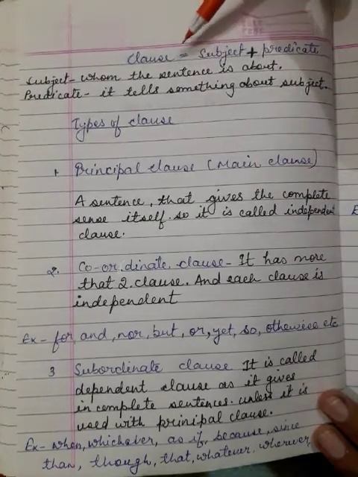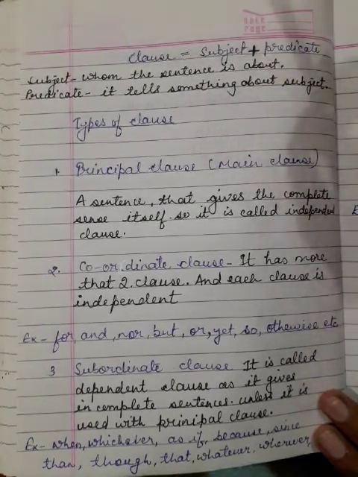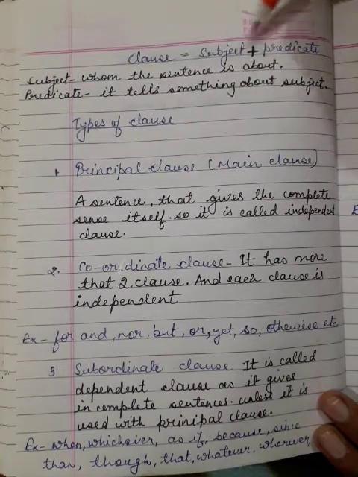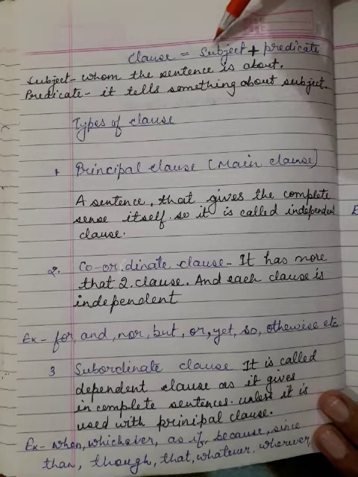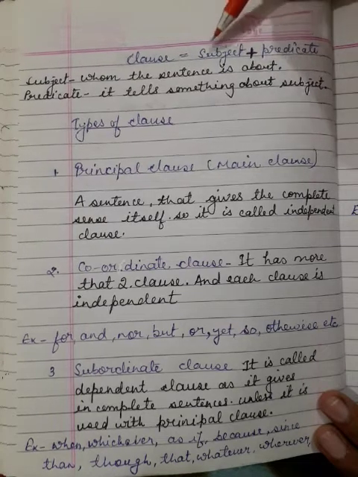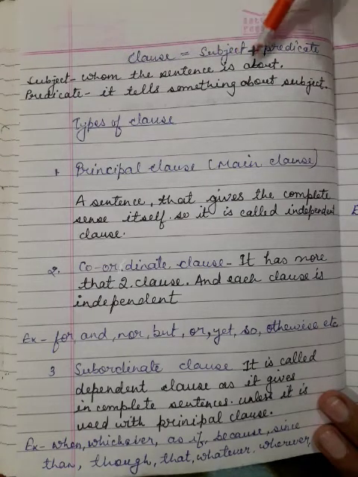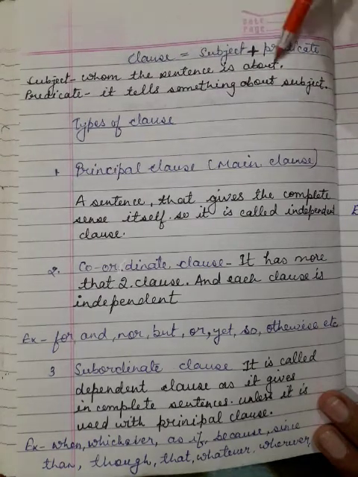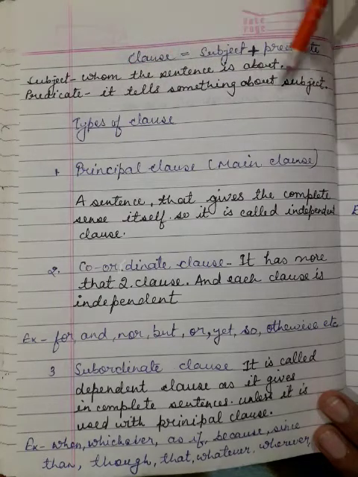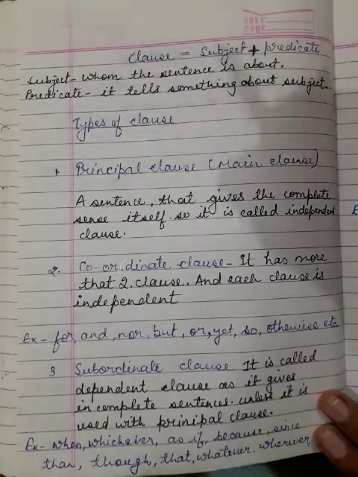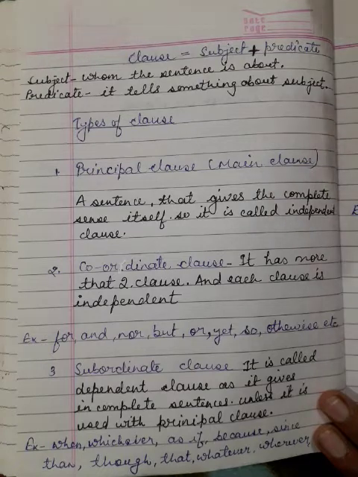So clause basically is a sub-sentence, जिसे हम उपवाक्य बोलते हैं. Here I have made the formula: clause is equal to subject and predicate, and we all know what subject and predicate are. Subject is whom the sentence is about, and predicate tells something about the subject. So every sentence most of the time has a subject and a predicate, and the combination of subject and predicate makes a clause, right?